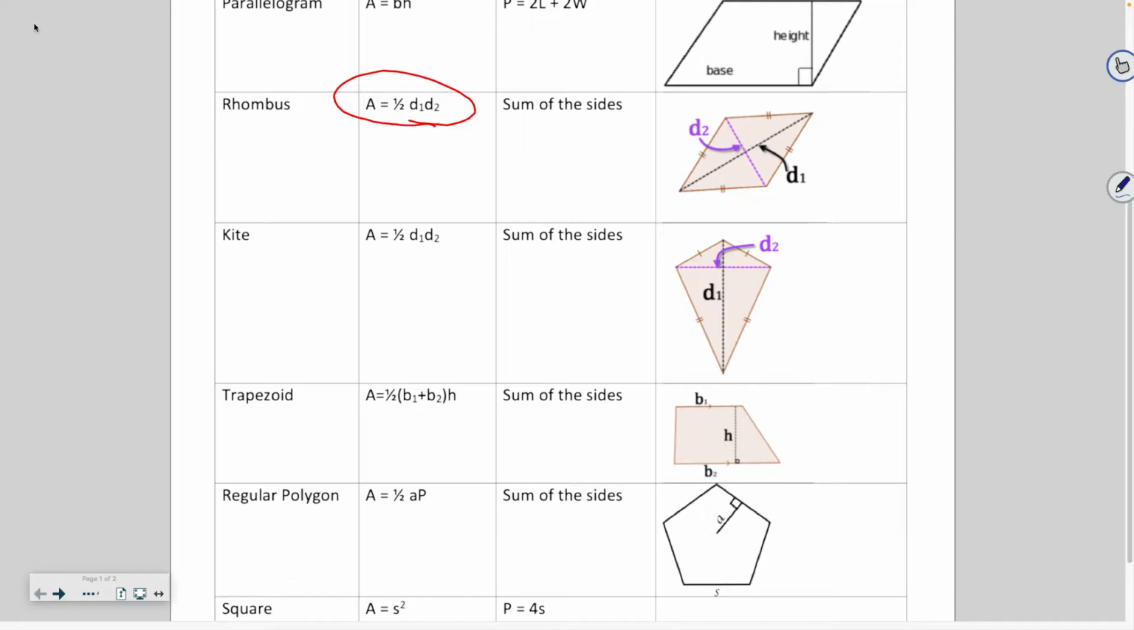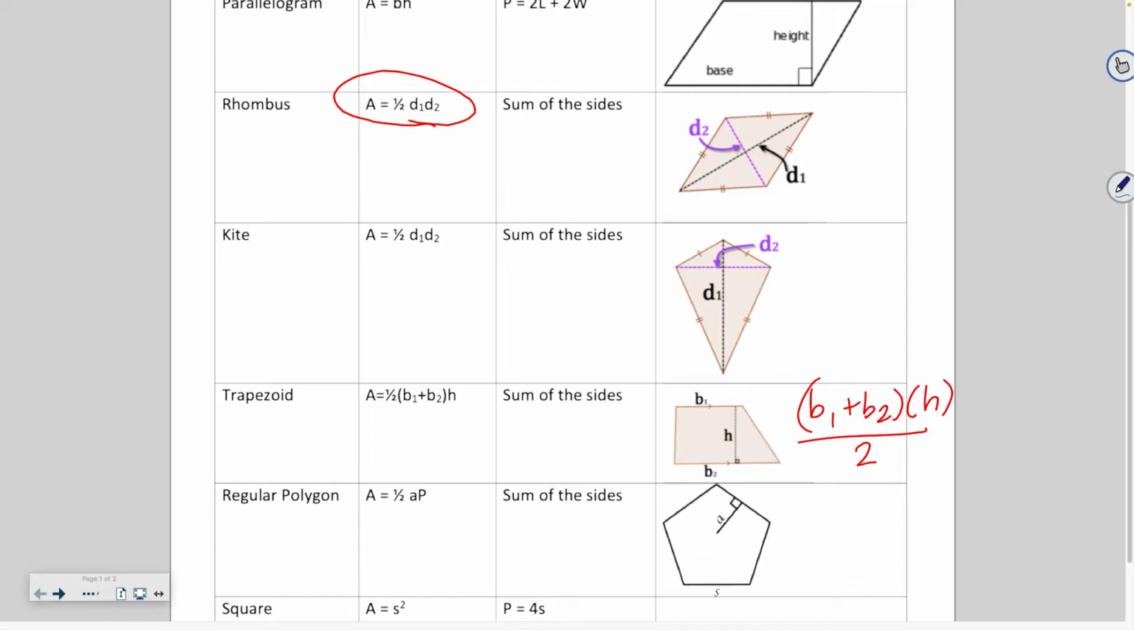Okay, for a trapezoid, it's 1/2 base 1 plus base 2 times height. Some people write it as base 1 plus base 2 times height over 2. It doesn't matter. You can do either way. Okay, base 1 plus base 2 times height over 2.